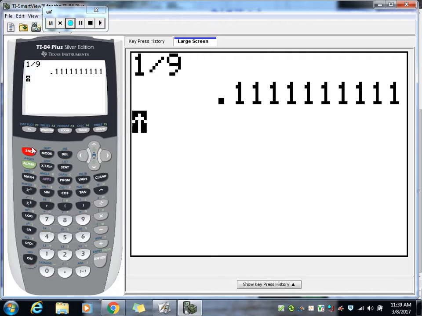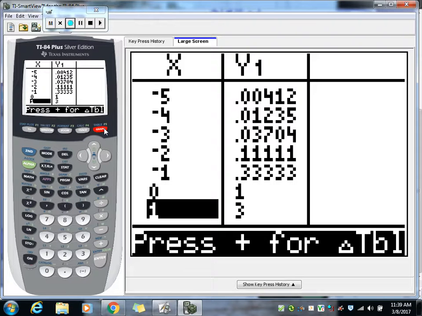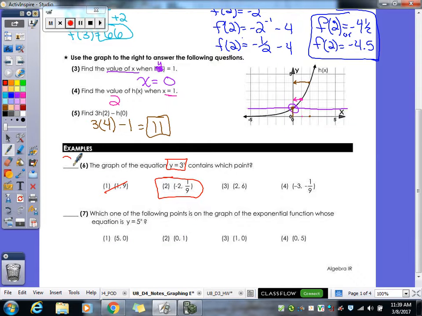Yeah. The table can't show you all the numbers. It has to end it at some point, but that's going to be the same number, so that's our point right there. Negative 2 and 1/9.